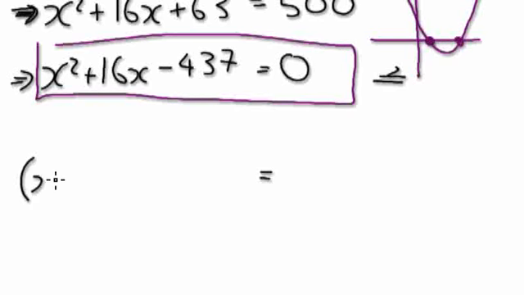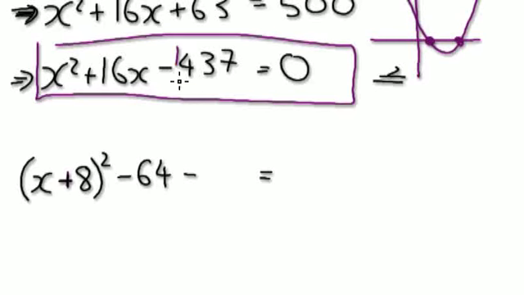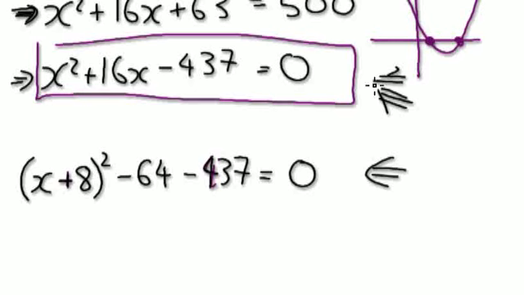So immediately do this here. I'm going to need half of this, so I'm going to need 8. So (x plus 8) squared, and then immediately take away the rubbish, which would be 64. Then we'll take this thing down here, 437 equals 0. So this thing here equals this thing here. Now, if you don't understand how to get from here to here, you have to watch several of the earlier videos. Now merge these two.